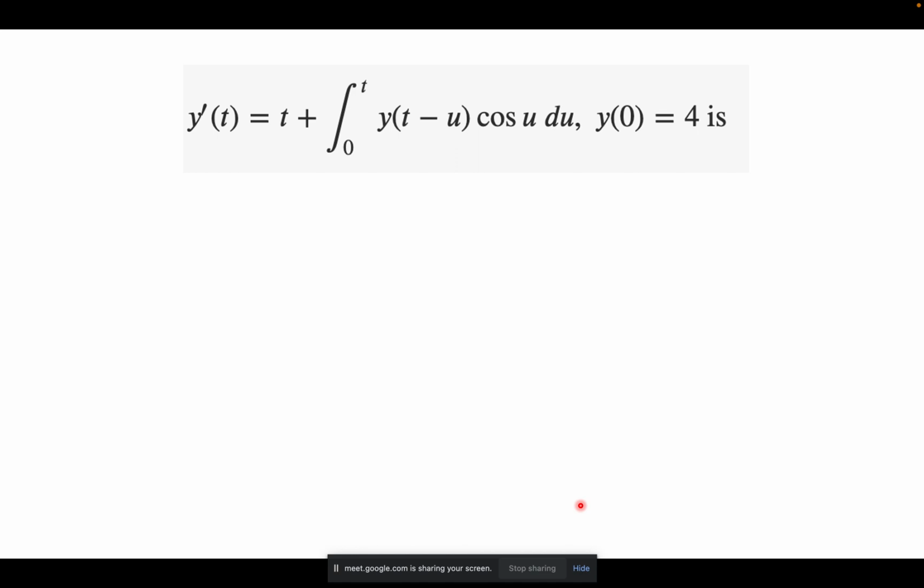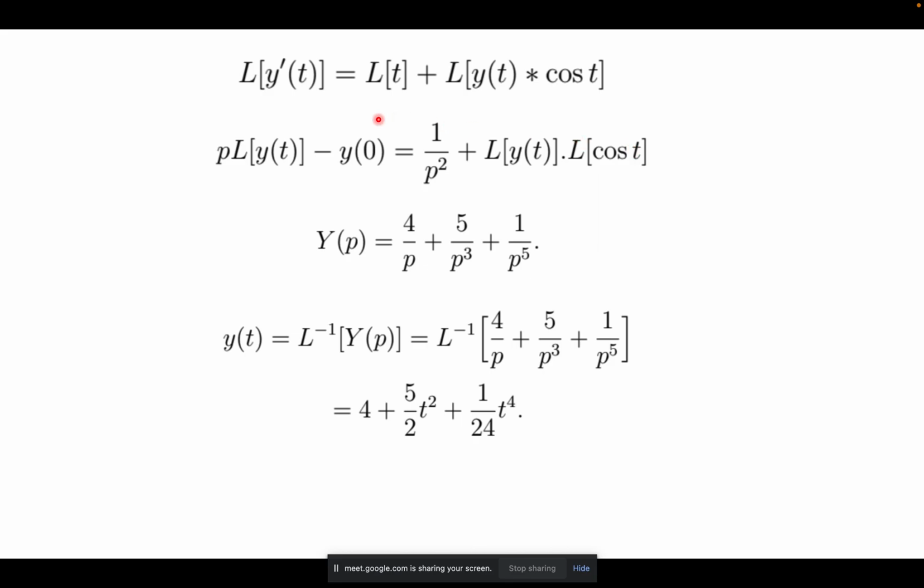Here you are again given the same type of problem, and I hope you now have the idea of how to solve that. You are given y dash t equal to t plus the integral from 0 to t of y(t minus u) cos u du, right? Again you need to use the convolution property, and then take the Laplace transform of both sides. I am expressing f(t) and g(t) like this, and then you take the Laplace transform of the derivative, which is nothing but p times L of y minus y of 0.